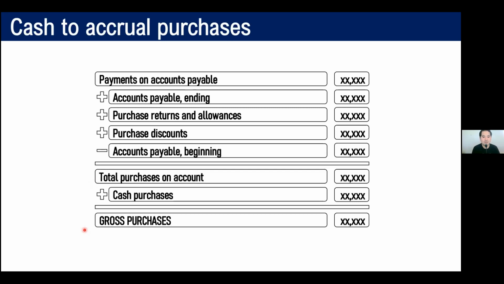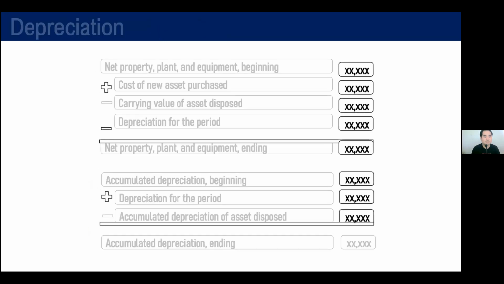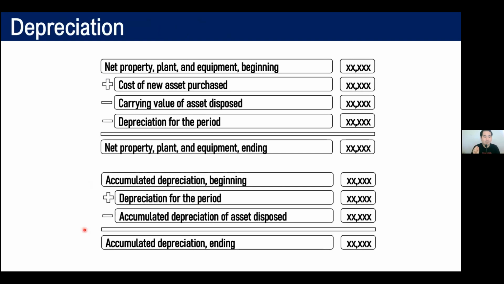So that is your presentation or calculation for your cash basis to accrual basis purchases. Let's now go to your depreciation. When working on depreciation, we are just working back. Either the T account approach or this approach. When we get the depreciation from the net balance of PPE, we are just working back. Squeezing technique.